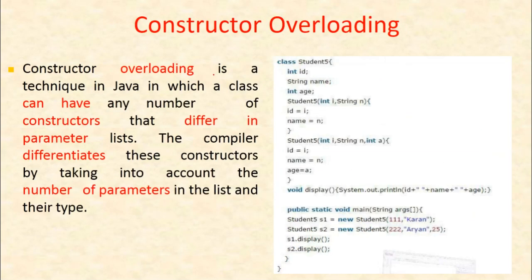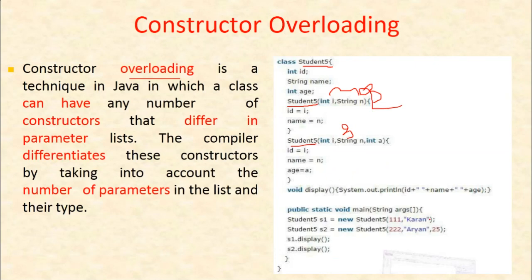Constructor overloading. Constructor overloading is a technique in Java in which a class can have any number of constructors that differ in parameters. You can have multiple constructors in a single class, but at that time they should have different parameters. That means the overloading concept should be applied there. The compiler differentiates those constructors by taking into account the number of parameters. Suppose our class name is student5, and there are two methods student5 and student5 with different parameters. Because these are methods with the same name as the class name, they are constructors, one having two parameters and the other having three parameters. So there are two constructors, but with different parameters, as you can see.